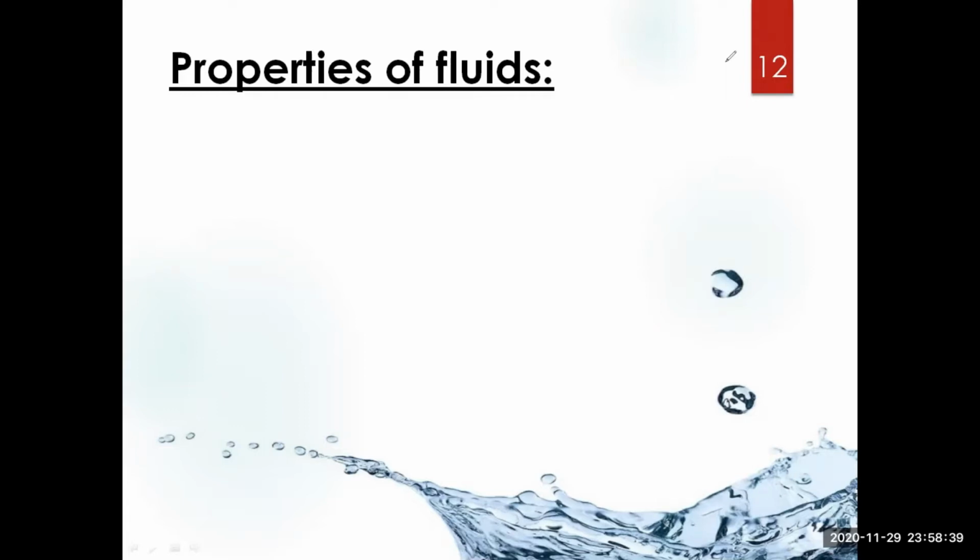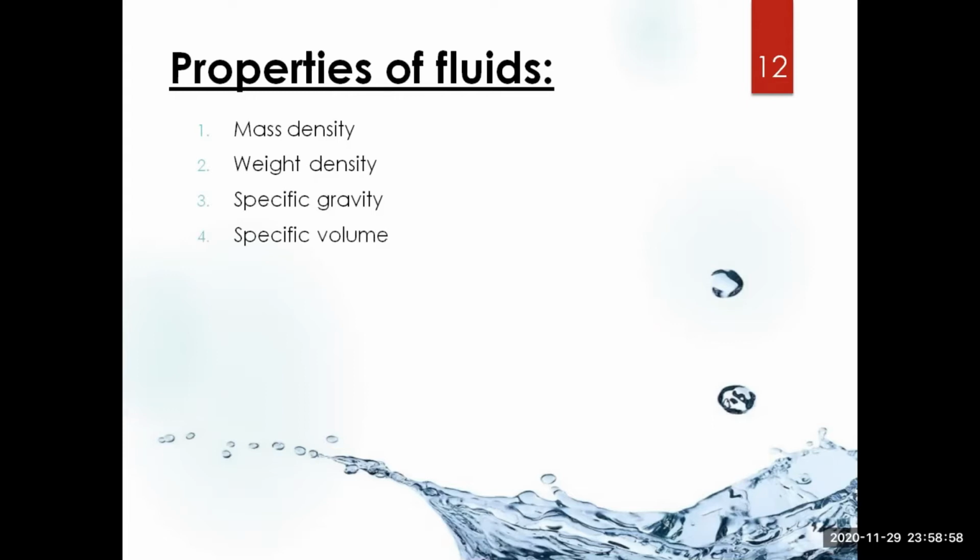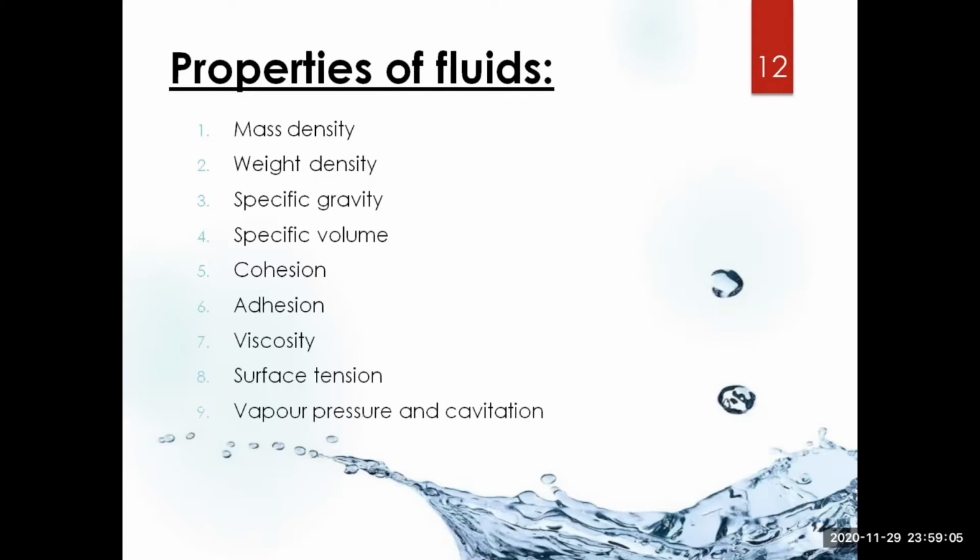The very first property of the fluid is mass density. As you see in the figure, the first property is mass density, the second is weight density, the third is specific gravity, and the fourth is specific volume. Fifth, cohesion, adhesion, viscosity, surface tension, vapor pressure and cavitation, and capillarity, that is capillary rise and capillary fall.